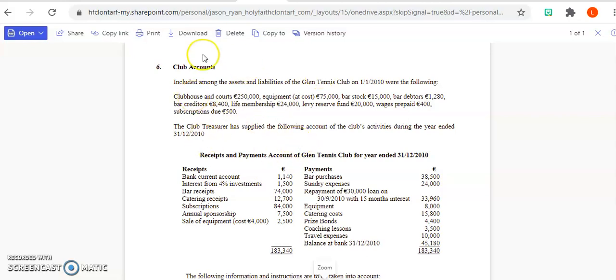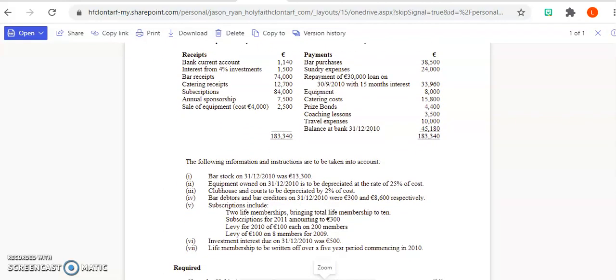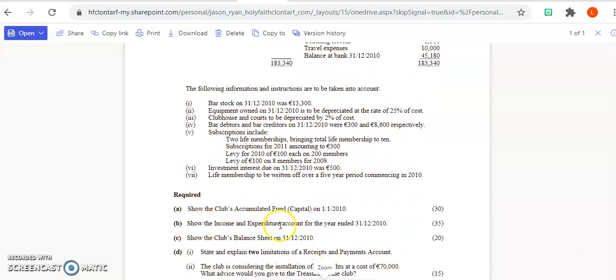Okay, so let's have a look at the club account question for 2011, past exam question. With these, we know that we need to calculate a couple of statements. The first statement we have to calculate is a cumulative fund. The second one is income and expenditure. The third statement is your club account. And then you have a little bit of theory or advice to give to the club.